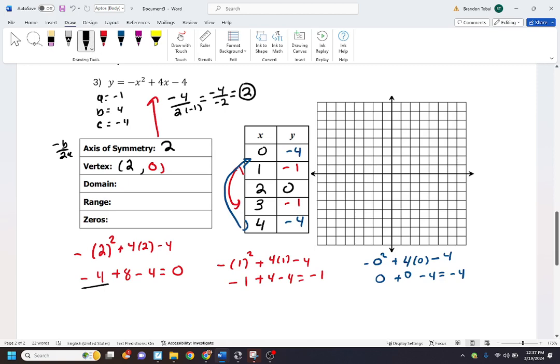In this case, you go to graph now. So 0 comma negative 4: 0 left to right, down 4. 1 comma negative 1: 1 right, 1 down. 2 comma 0. 3 right, 1 down. 4 right, 4 down. If your graph does not come out in that U/V shape called a parabola, you know you did something wrong. If it comes out like a W, you probably messed up the vertex or something.